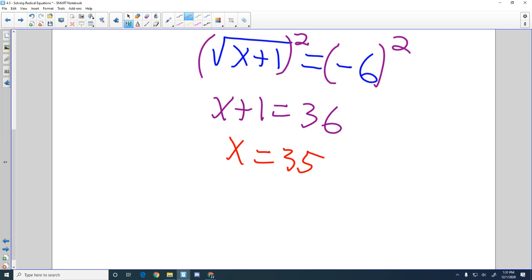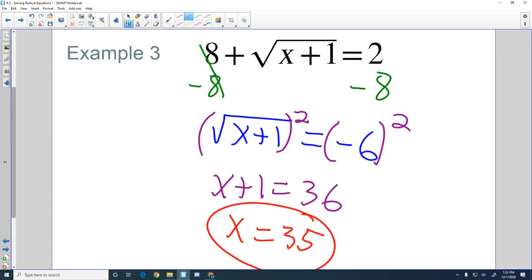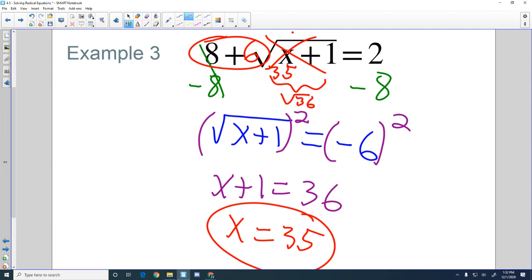And you'd think, hey, that's my answer. It looks like x should be 35. And all the math is good, right? It checks out. We did every step correctly. But if we go back to the original problem and plug in 35 for x, I get 35 plus 1, which is 36. So we have the square root of 36. And we all know the square root of 36 is 6. So this whole thing becomes a 6. Now, what's 8 plus 6? Is it 2? No, it's not. Doesn't work, right?